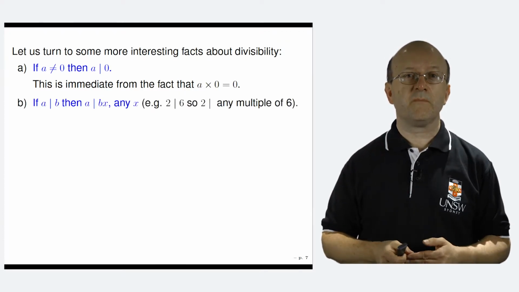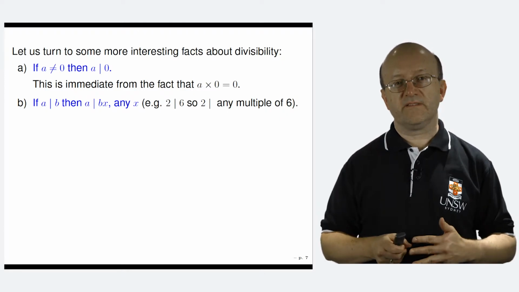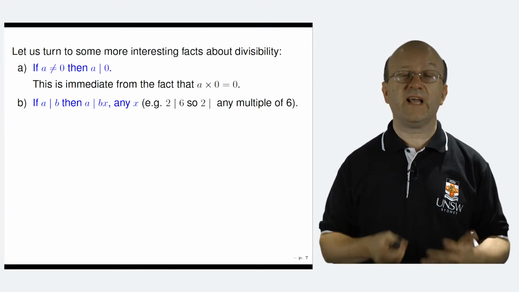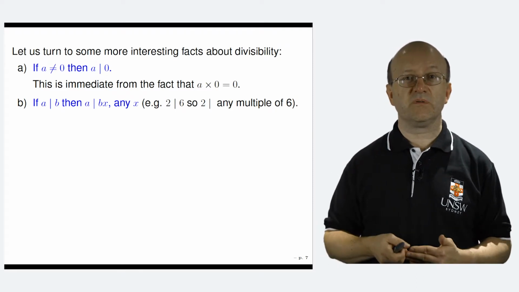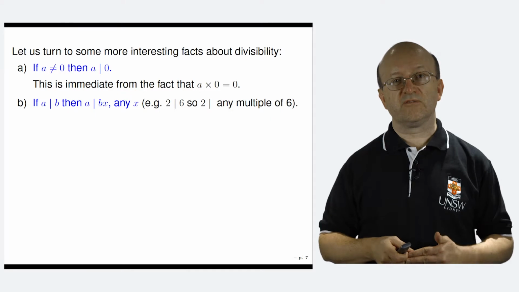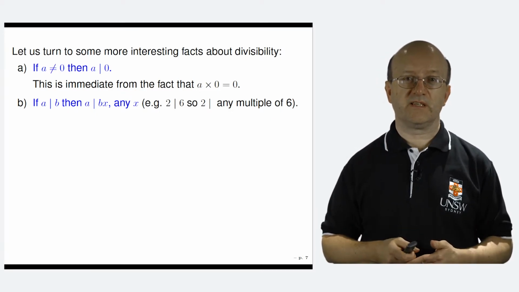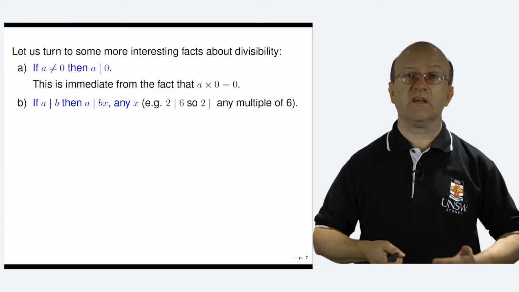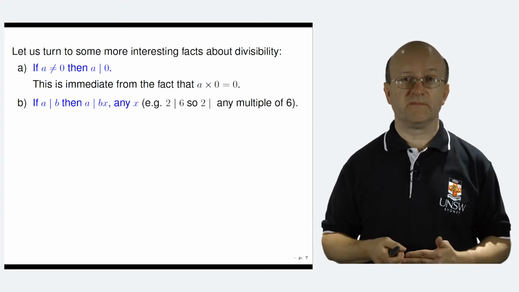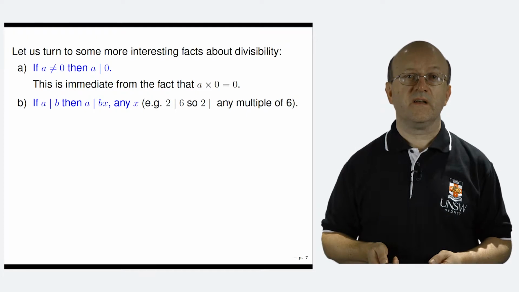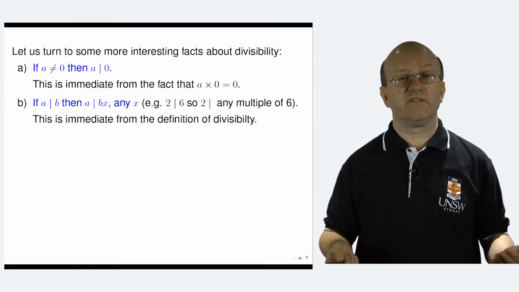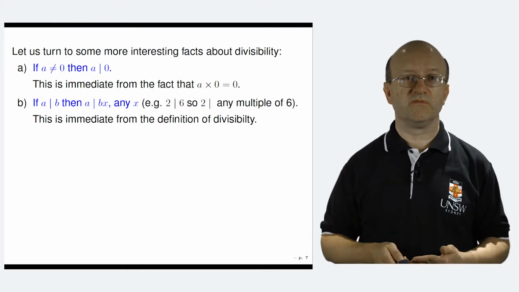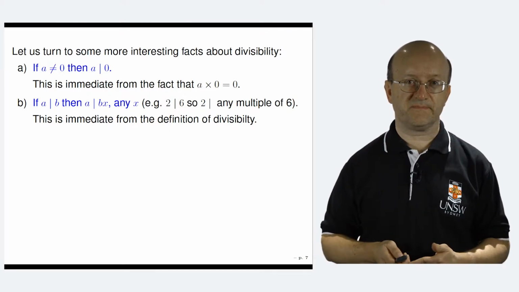Our second result is that if a divides b, then it must divide every multiple of b. So if a divides b, then a divides bx for every integer x. And here's an example. We know that 2 divides 6, so it must follow that 2 divides every multiple of 6, such as 12, 18, 24, minus 36, minus 66, anything you want. And this, again, is immediate from the definition of divisibility. I'll leave you to write out a proof of that. It shouldn't take you more than a few seconds.